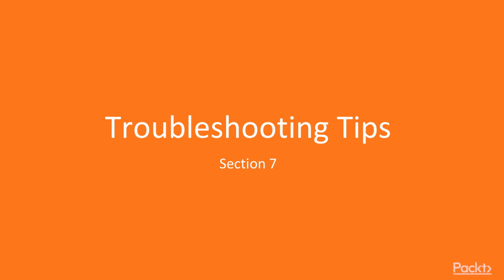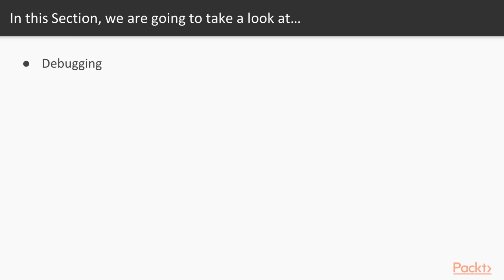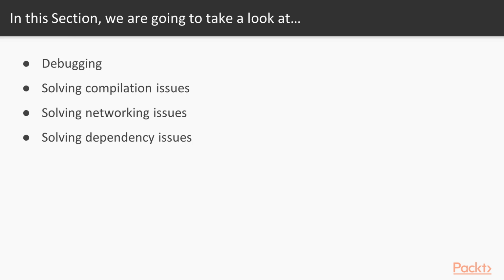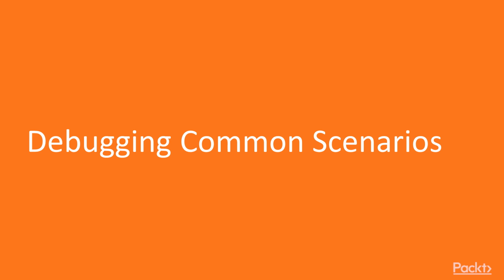Welcome to Section 7, Troubleshooting Tips. When developing Angular apps with the Angular CLI, we can run into some common issues. In this section, we're going to go over general debugging techniques, compilation issues, networking issues, and finally, dependency issues. Let's get started. Debugging common scenarios.